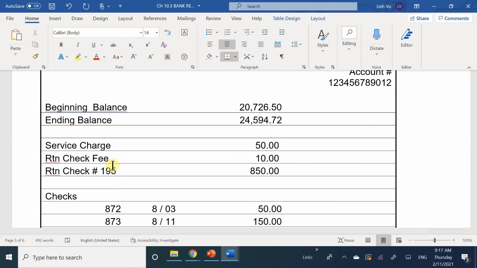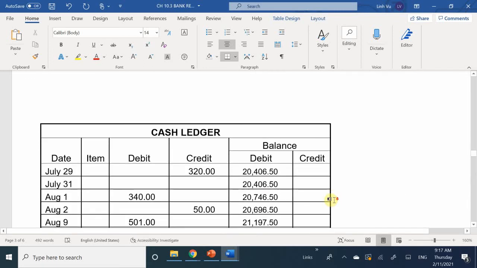Service charge. I have to calculate for my service charge. Yes. What else happened? Other fees. And here, I have an actual returned check for number 195. So I got this number bounced back. Right? I got my check for $850 bounced back. So in this case, I have to add it back to my cash ledger. So 50, 10, and 850.